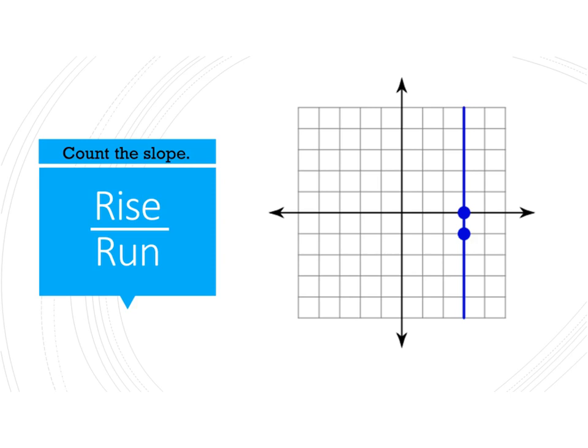This one here, you can go either way, but we fell 1 and we ran 0. However, we cannot have 0 in the denominator. This is undefined. And if you're in doubt, type it in your calculator. It'll give you an error. It'll say either syntax error, or it'll say can't divide by 0. That is an undefined slope.